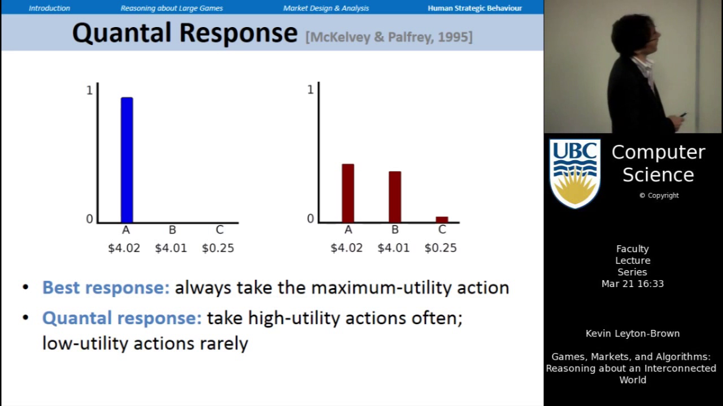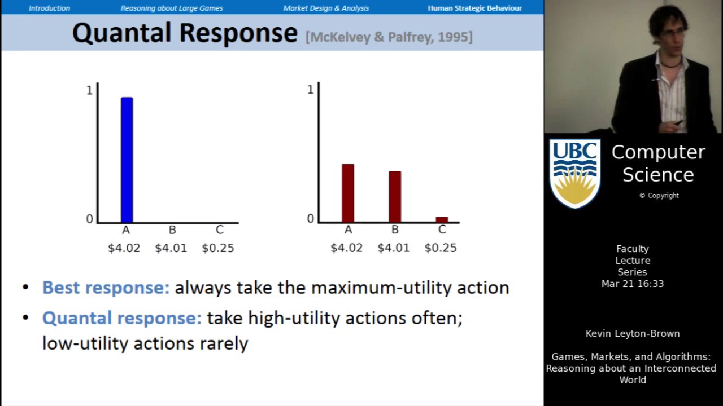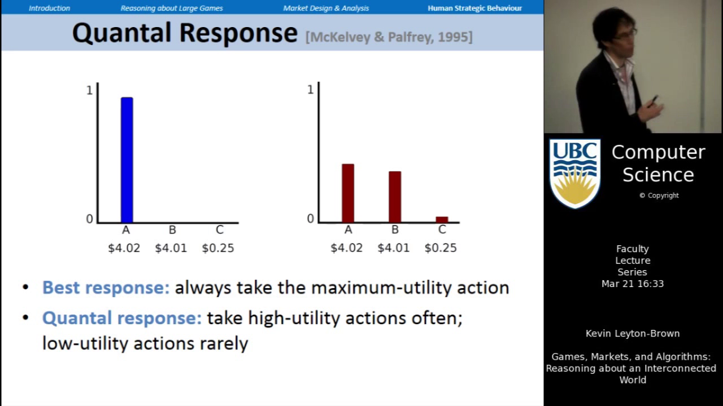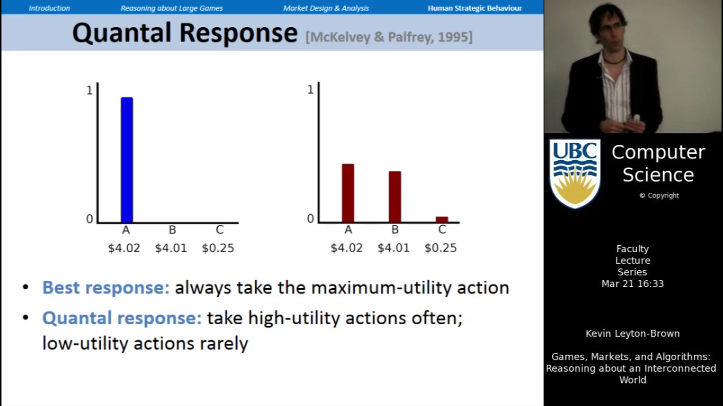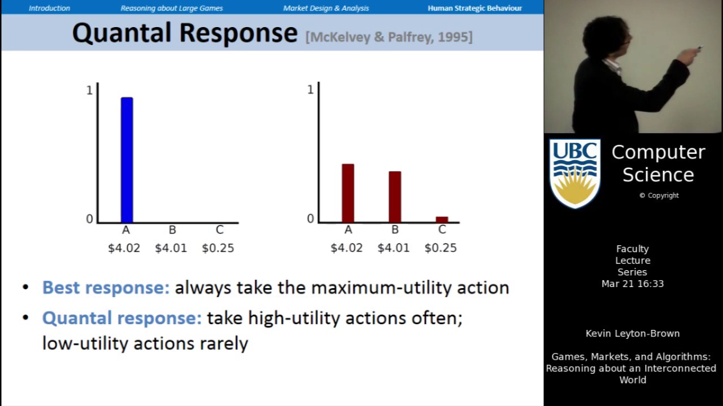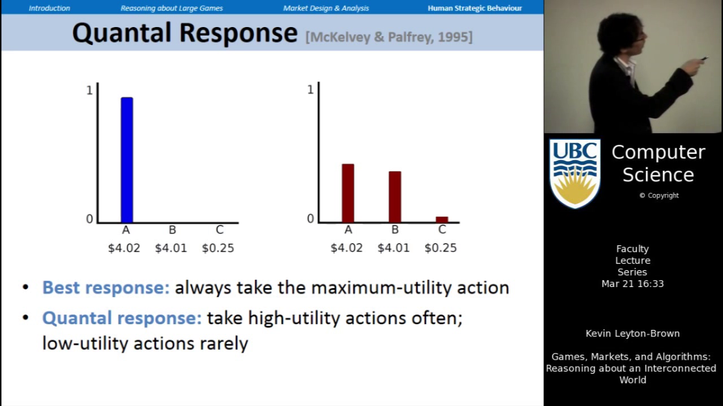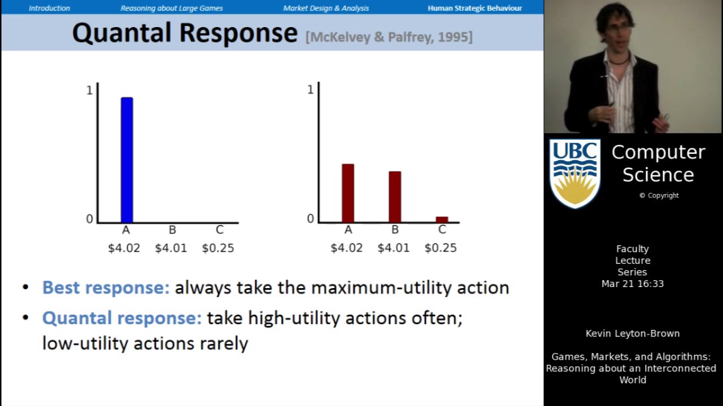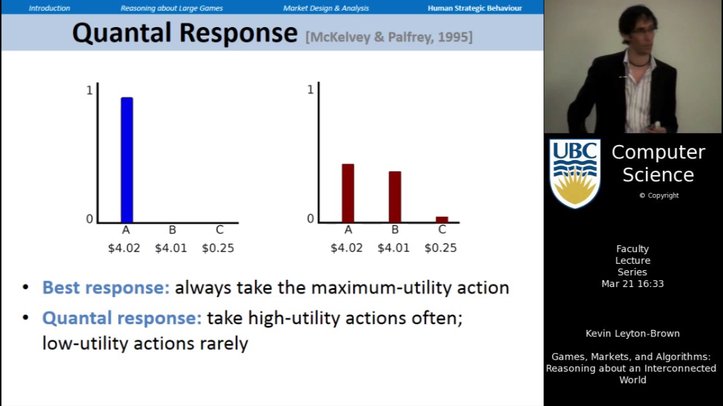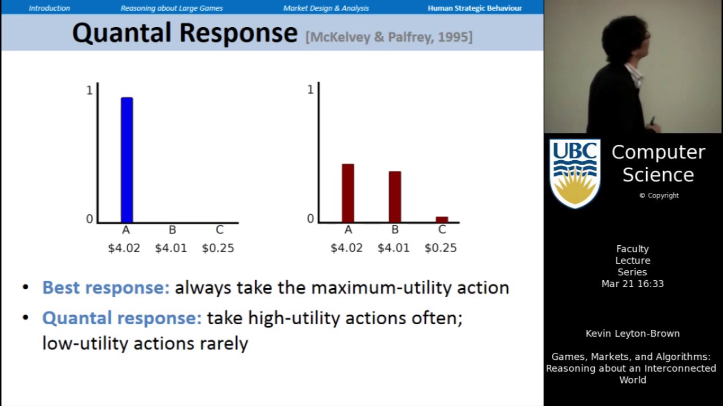Quantal response says you're going to randomize over all of the different things that you might do. And you're going to randomize in proportion to how good things are for you, or in proportion to something like an exponential of how good things are for you. So 2 things that are very similar in terms of their payoff are both going to be played with high probability. Something with a substantially lower payoff for you is still going to be played, but it's going to be played really vanishingly little compared to the other alternatives for you. So this is the idea of quantally responding.